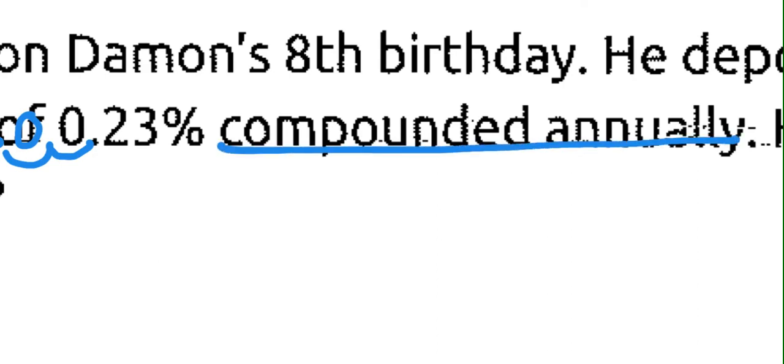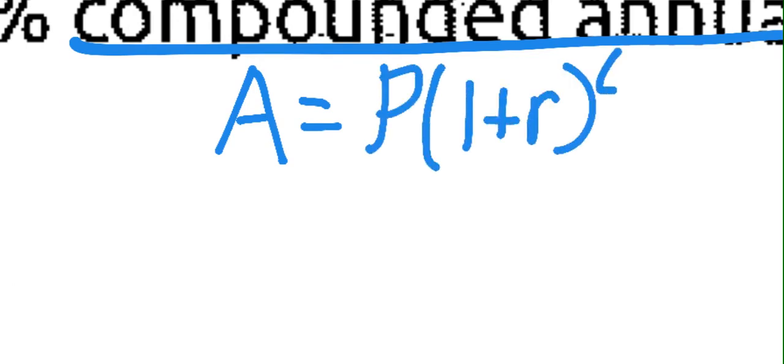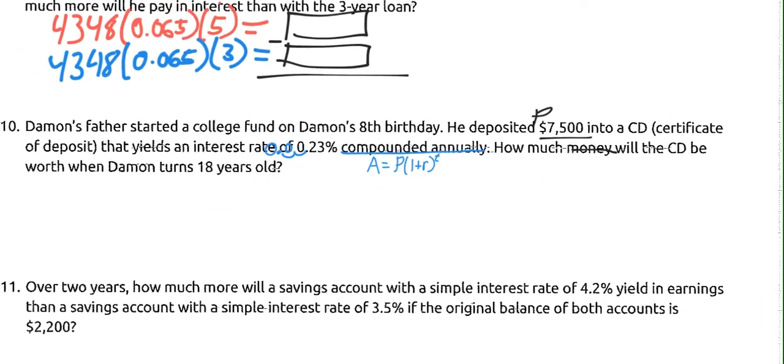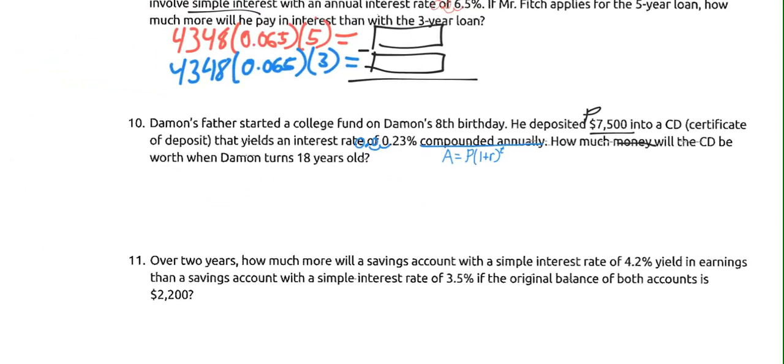You guys have got to know that formula. Actually, you don't have to have this one memorized. I'll supply it, plus it's on your star chart. But the big difference is it's the total amount that it's going to give us whenever we work this one out. And our formula will be principal times 1 plus the rate to the power of time. It says, how much money will the CD be worth when Damon turns 18 years old? So what's nice about that, it wants to know how much it's worth total with interest and everything.